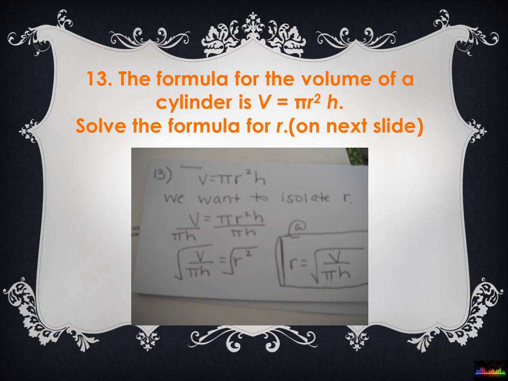To undo something that's squared, you will take the square root of both sides. Therefore, r equals the square root of V over pi times h. All you are doing in this one is using letters, no numbers, so you should get an equation that has letters in it.